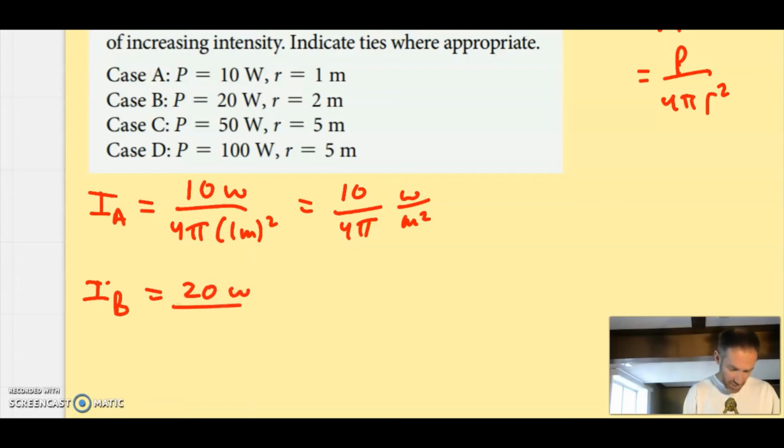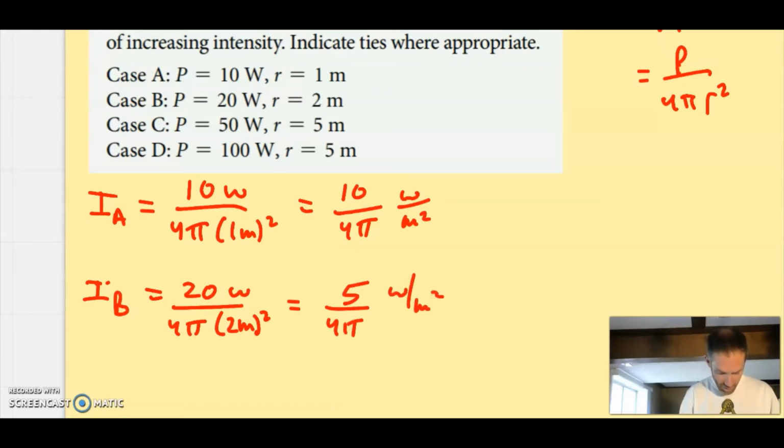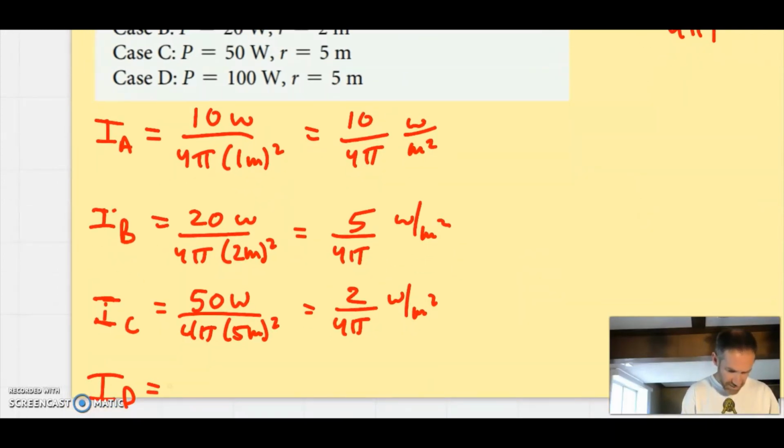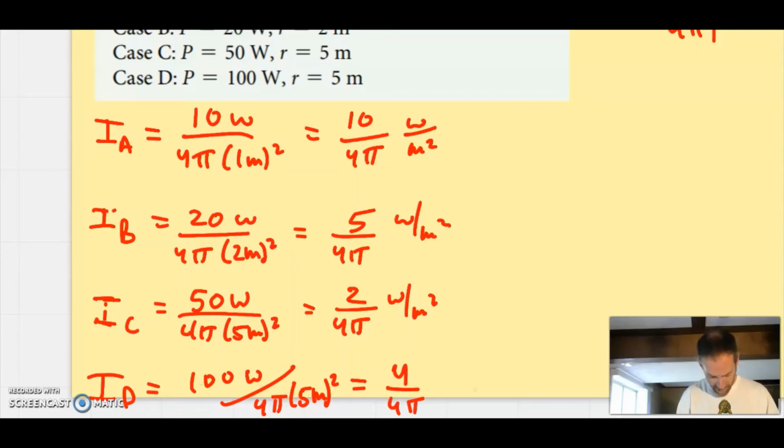Now, that might not be very friendly, but I'll be able to rank it very easily with that. How about 20 watts for B over 4 pi and 2 meters squared? And so 20 over 4, 5 over 4 pi watts per square meter. Intensity for C is a similar thing. It's going to be 50 watts by 4 pi times 5 meters squared. 50 divided by 25, that's going to be 2 over 4 pi watts per square meter. And then last for D, intensity of D, 100 watts by 4 pi and 5 meters squared. You know this is going to come out bigger because it's the same denominator as the last one, but it's twice as much numerator. And yeah, it's 100 divided by 25. It's 4 over 4 pi watts per square meter.